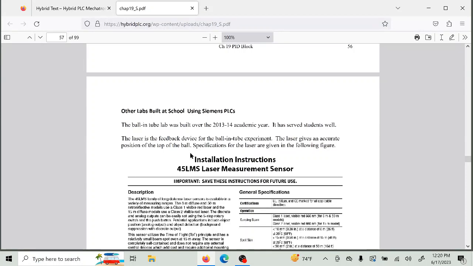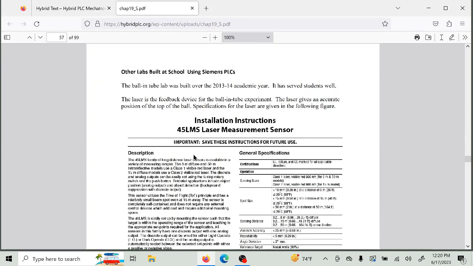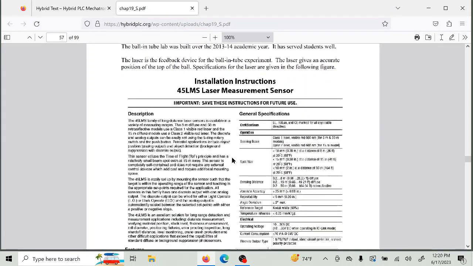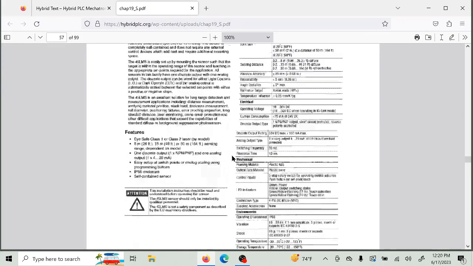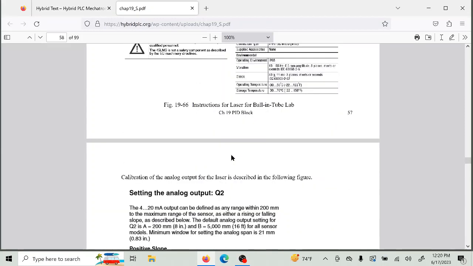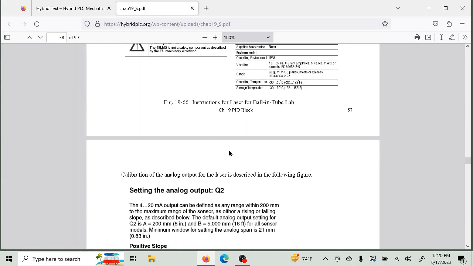Other labs at school use the Siemens PLC. So now we're going to go over to the Siemens side, and I've got a picture a little bit later of the ball in a tube, where we levitate a ping pong ball in a tube. The feedback device for that is the laser, and the fan is the output that we actually modulate.